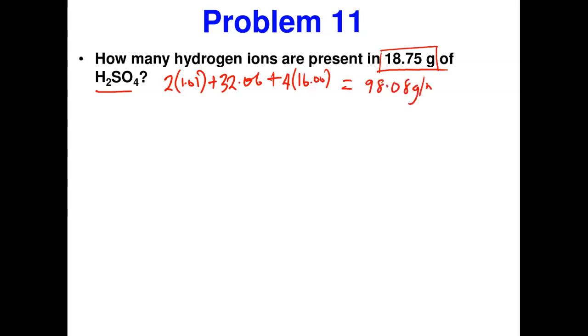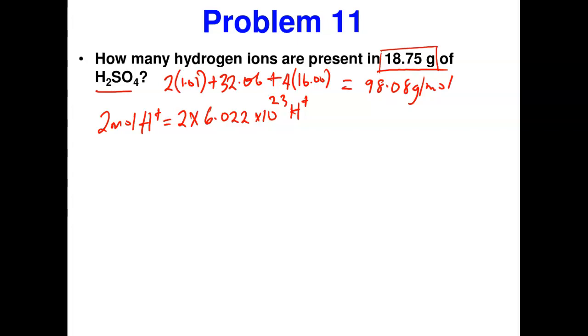If you add everything together, it's going to give you 98.08 grams per mole. What it simply means is that this molecule contains 2 moles of hydrogen ion. Of course, a mole of hydrogen ion is 1 Avogadro's number, so 2 moles will be 2 times 6.022 times 10 raised to power 23 hydrogen ions. That is what we're going to have in it.